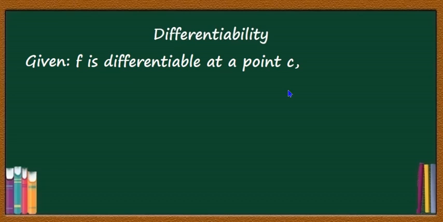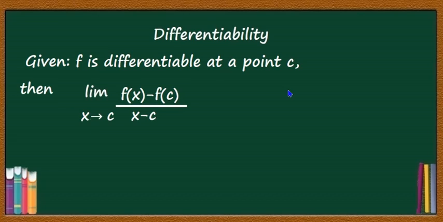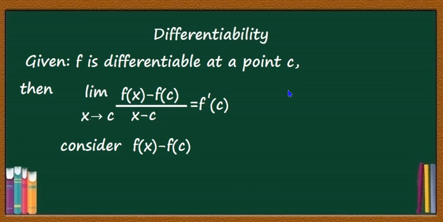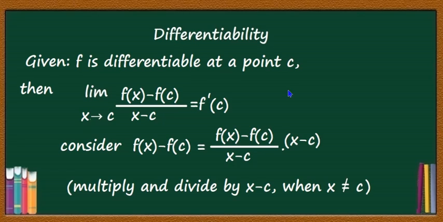Given is f is differentiable at point c, then limit x tends to c of f of x minus f of c divided by x minus c is equal to f dash of c. The function is differentiable means this limit exists and it is equal to f dash of c. Consider f of x minus f of c and multiply and divide by x minus c. We will have f of x minus f of c divided by x minus c into x minus c, whenever x is not equal to c, or x minus c is not equal to 0.